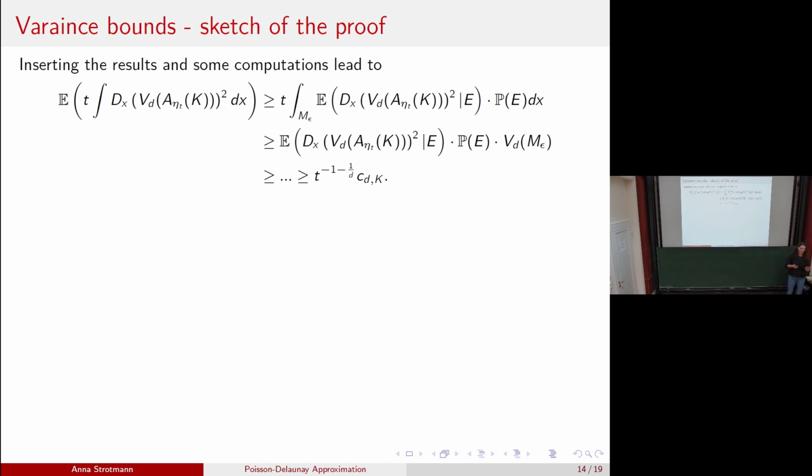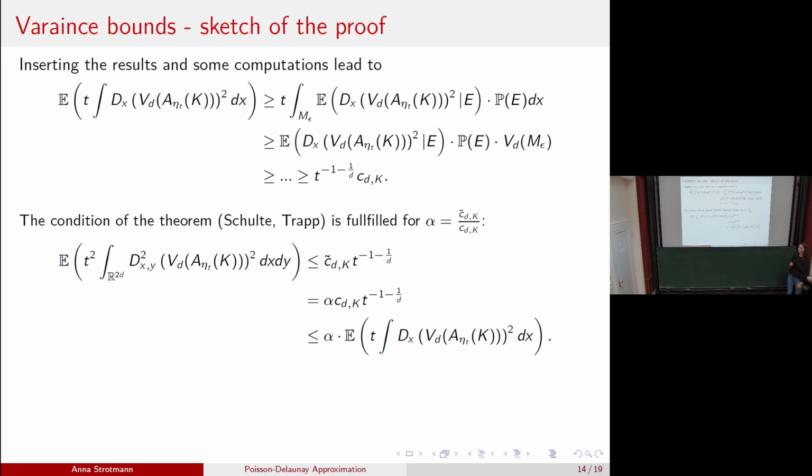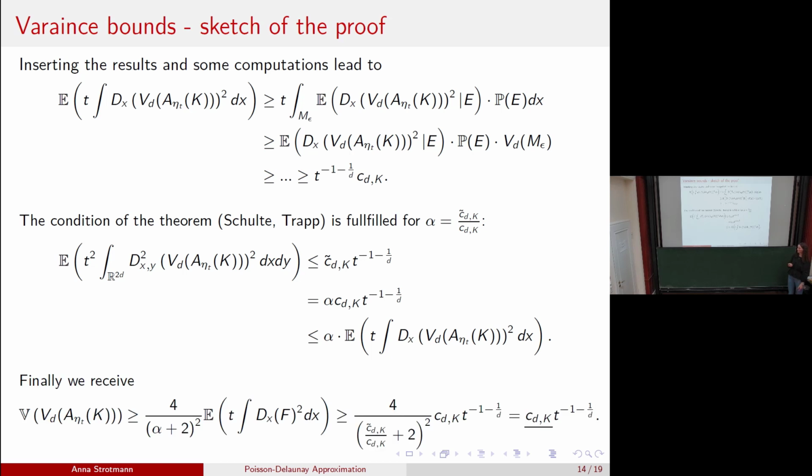So we can extract both from the integral, and what stays is the volume of the set and epsilon. Okay, and we can compute it, insert the results, and then we get a lower bound of the order -1 over d, and again multiplied with some constant depending on the dimension and the convex set K. And now the condition of the theorem by Trapp and Schulte is fulfilled when we choose alpha as the fraction of the 2 constants. Then the condition is fulfilled and we can insert our results and finally get a lower bound for the variance.